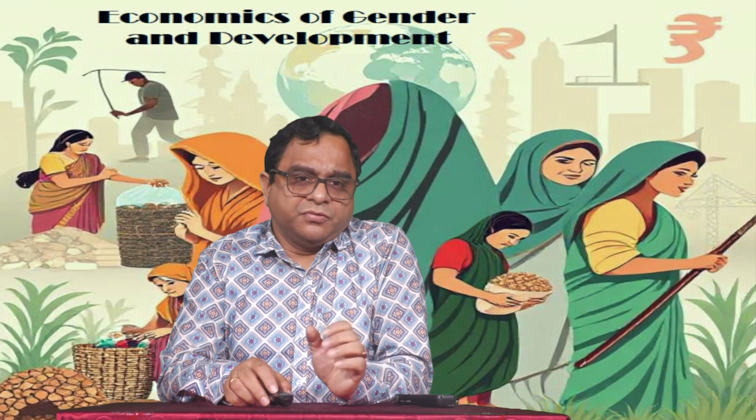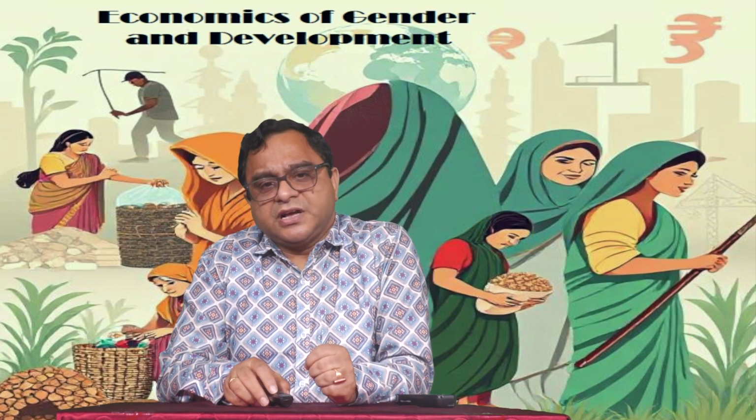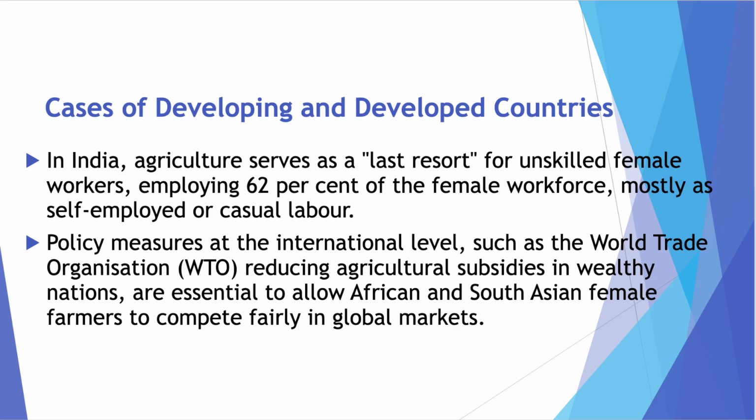In India, for example, agriculture serves as the last resort for unskilled female workers, employing 62% of the female workforce, mostly as self-employed or casual labor. Policy measures at the international level, such as the WTO, World Trade Organization, reducing agricultural subsidies in wealthy nations are essential to allow African and South Asian female laborers to compete fairly in the global markets.